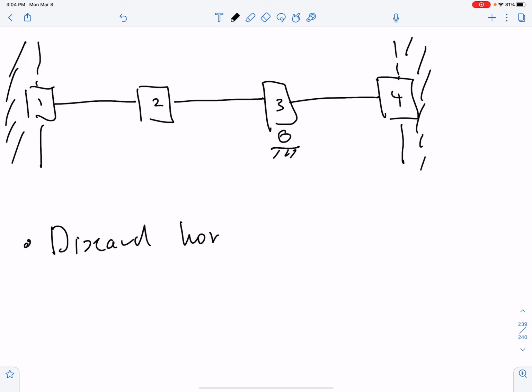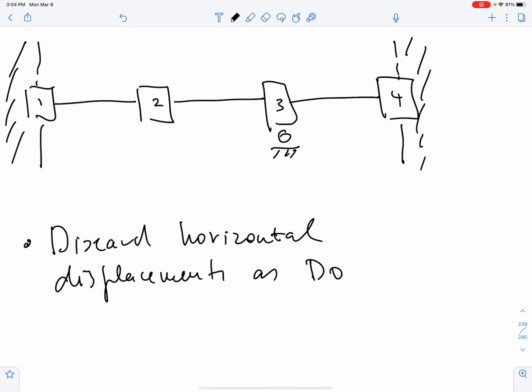So as a result, we can discard horizontal displacements as degrees of freedom, as DOFs. And this is good because we got rid of 4 DOFs that we don't want to carry around for no reason. With that in mind, let's start labeling our degrees of freedom. We go to node 1, nothing can move or rotate, so we skip. We go to node 2.